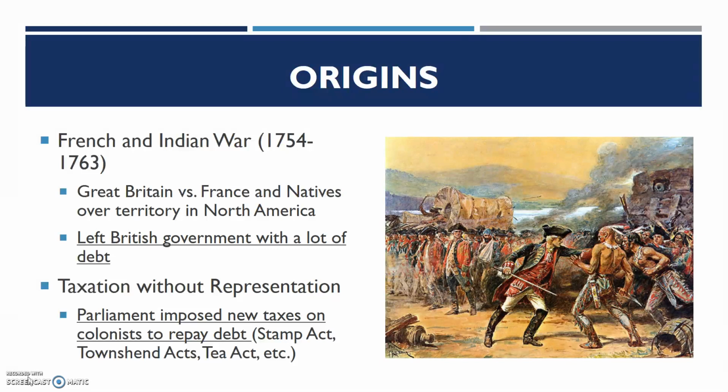Let's go back to the origins of the American Revolution, which started with the French and Indian War in 1754. This conflict pitted Great Britain against France and its Native American allies over territory in North America. And even though the British won this war, it left the British government with a lot of debt. As a result, the British government felt they had to tax the colonists in order to pay down this debt. The colonists were unhappy with these new taxes, things like the Stamp Act, the Townshend Acts, and the Tea Acts, because Parliament had passed these taxes without their consent. The colonists didn't have any representation in Parliament, and so they didn't get to vote on these new taxes, and they felt that they were being taxed without representation.